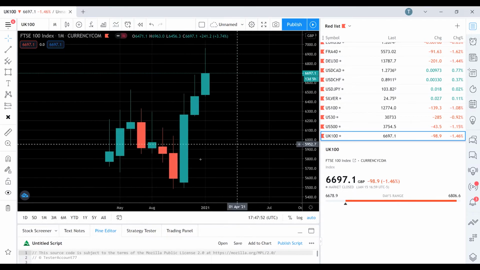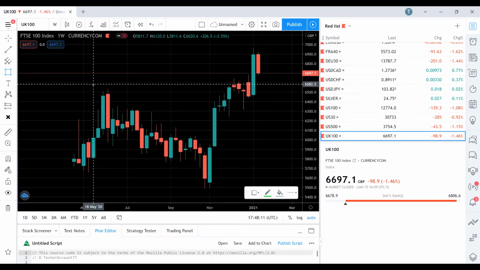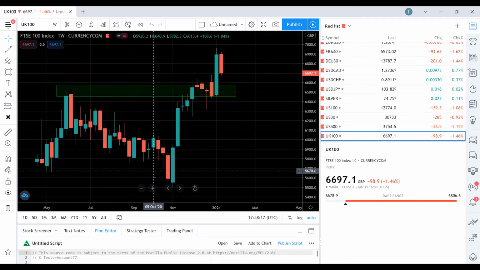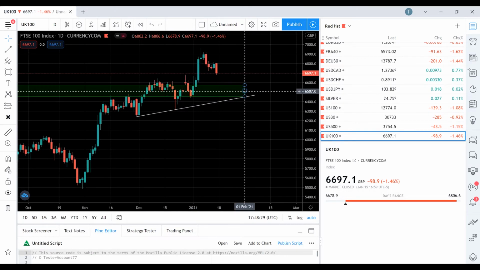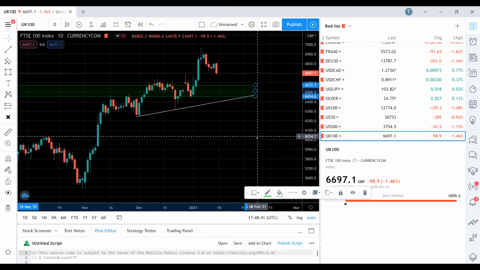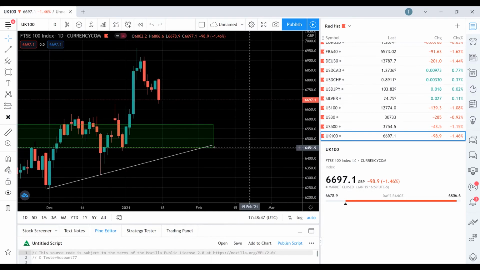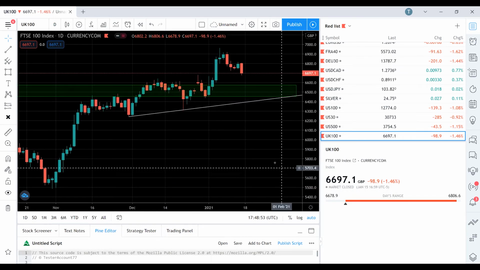UK 100. Start on the monthly. Move to the weekly. Buy zone here. Move to the daily. Trend support here. We can have a rejection here all the way down to break trend support and then move lower to the second trend support.